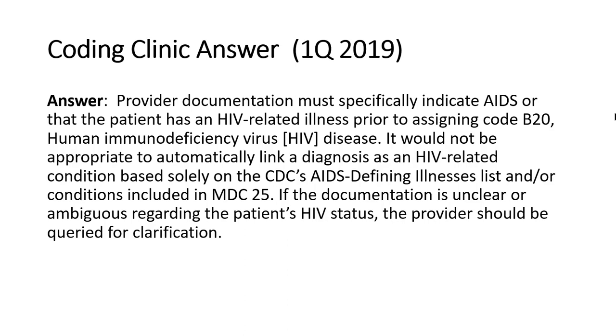In other words, the physician might say, this is an HIV-related illness. Well, then you've got your documentation. But without that, you can't link a diagnosis as HIV based solely on the CDC list or the conditions included in the DRG list. If the documentation is unclear or ambiguous, the provider should be queried for clarification. Later on in the semester, we'll talk about queries, templates that are provided by the facilities so that a coder can ask a physician for clarification.